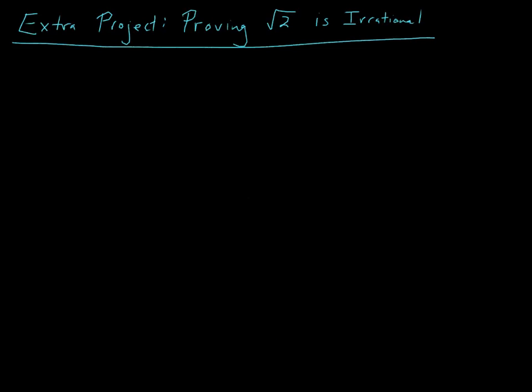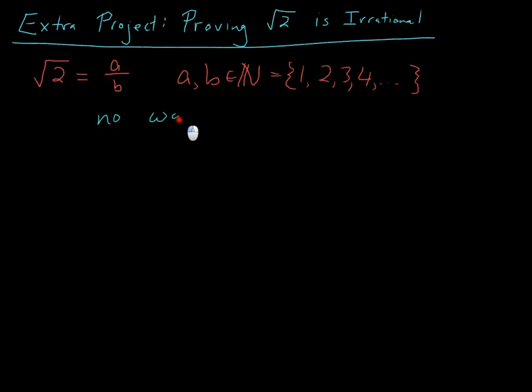In this video, I'm going to show you how to use rationalizing the denominator to do something a little strange. We're going to prove that the square root of 2 is irrational. All that means is if you try to write square root of 2 as a fraction a over b, where a and b are natural numbers, which means they're just 1, 2, 3, 4, your regular old numbers, you can't do that. There's no way to get square root of 2.